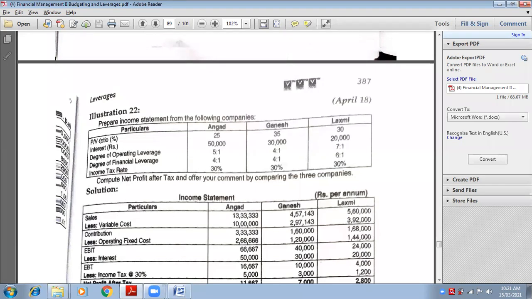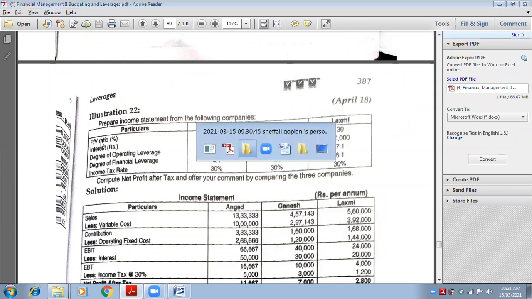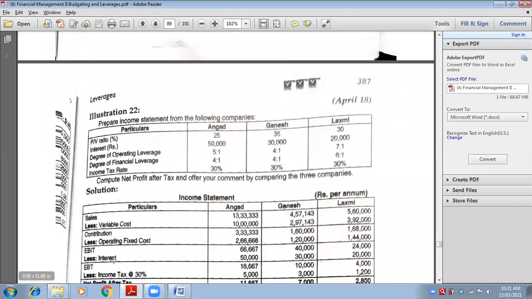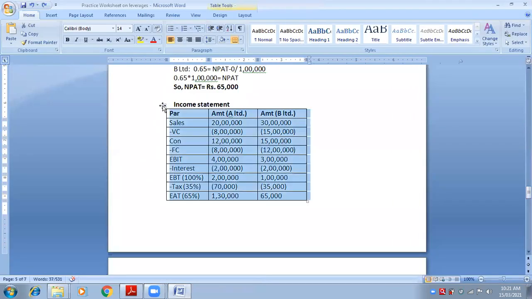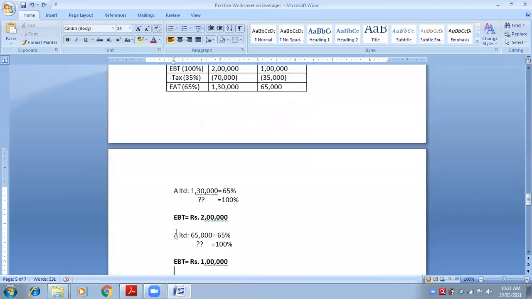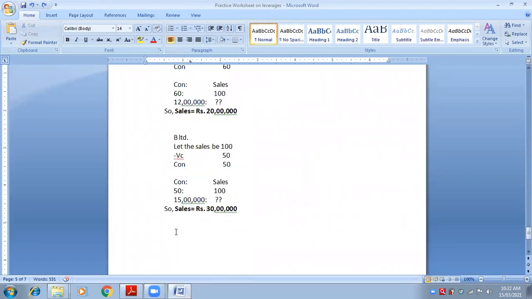PV ratio is already given, 25% for Angad Limited, for Ganesh 35 percentage, and for Lakshmi Limited 30 percentage. Interest also given, degree of operating leverage, degree of financial leverage, income tax rate is also given. So I think we can start with degree of financial leverage very easily. First of all, this income statement has to be made. So I will just copy down this income statement for our new sum.